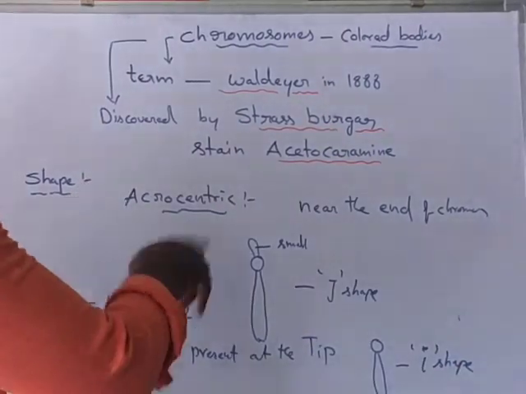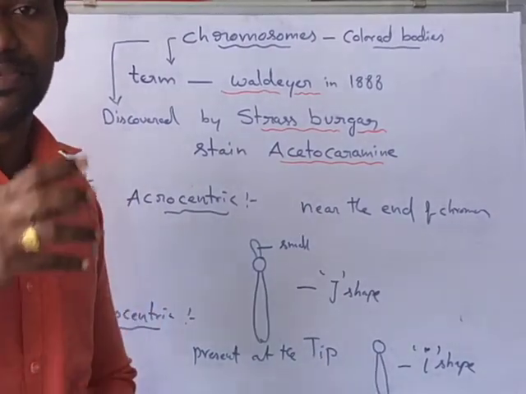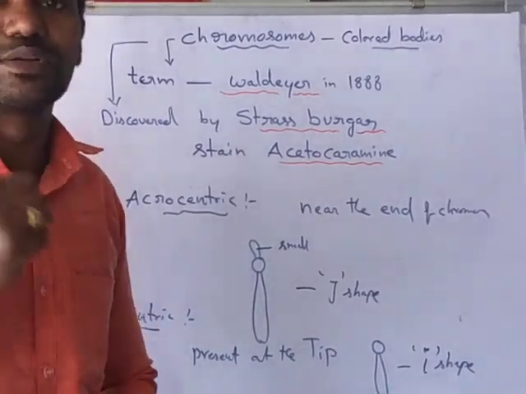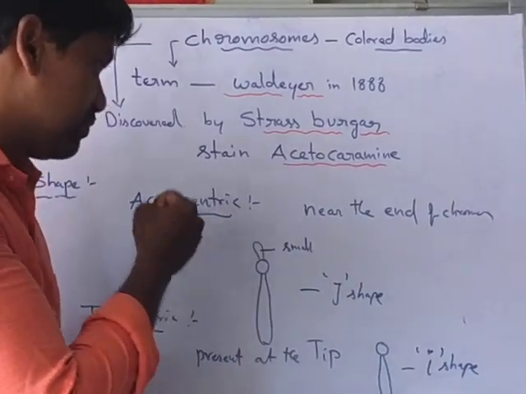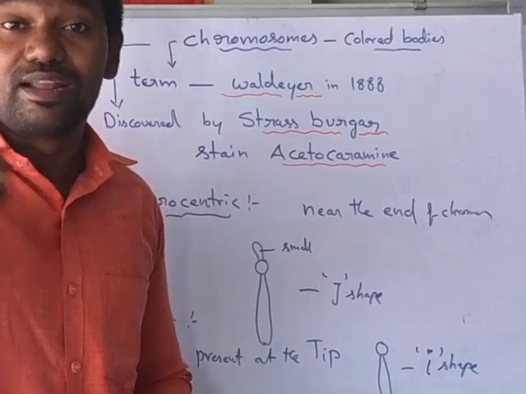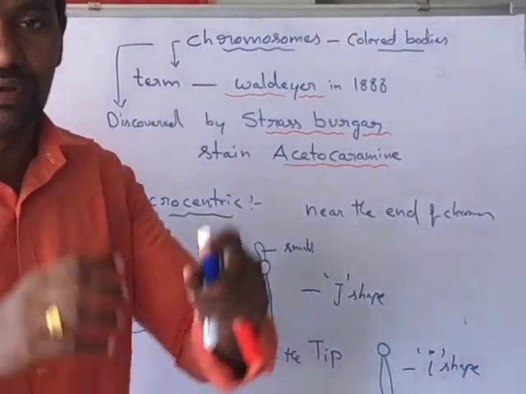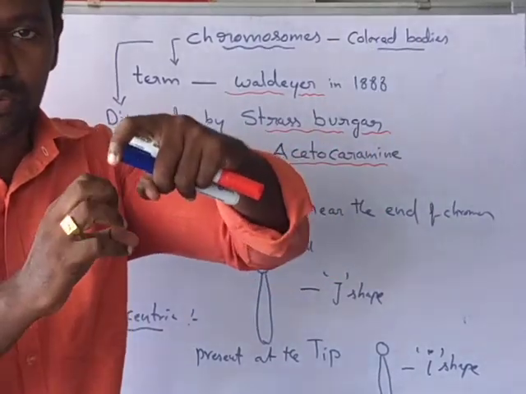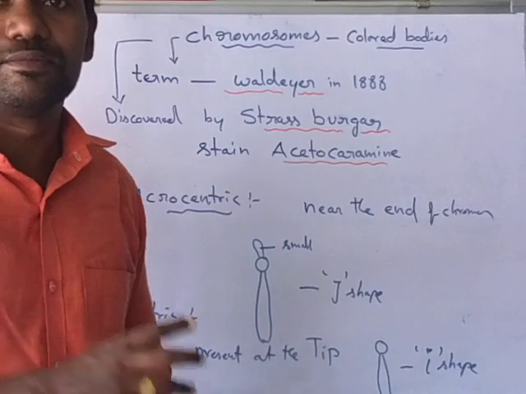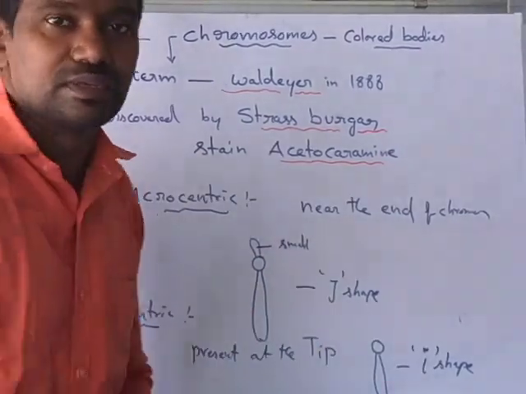So these are the different shapes based on the position of the centromere. These shapes are visible in anaphase at the time of cell division, when the chromosomes move to opposite poles and look like these different shapes.